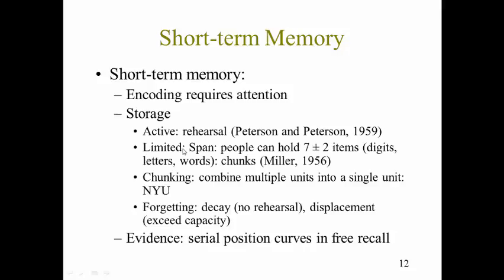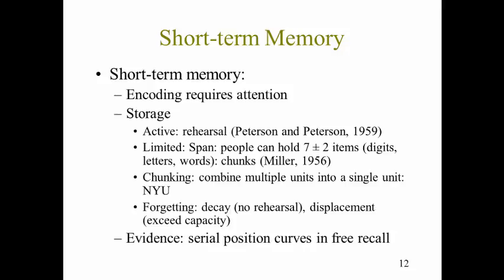Now, the span or the capacity of the short-term store is limited. Early evidence suggested that we can hold about 7 plus or minus 2 items, so some people have large spans up to 9 items, some people have small spans of about 5 items, on average about 7, and that means we can hold on average 7 pieces of information.